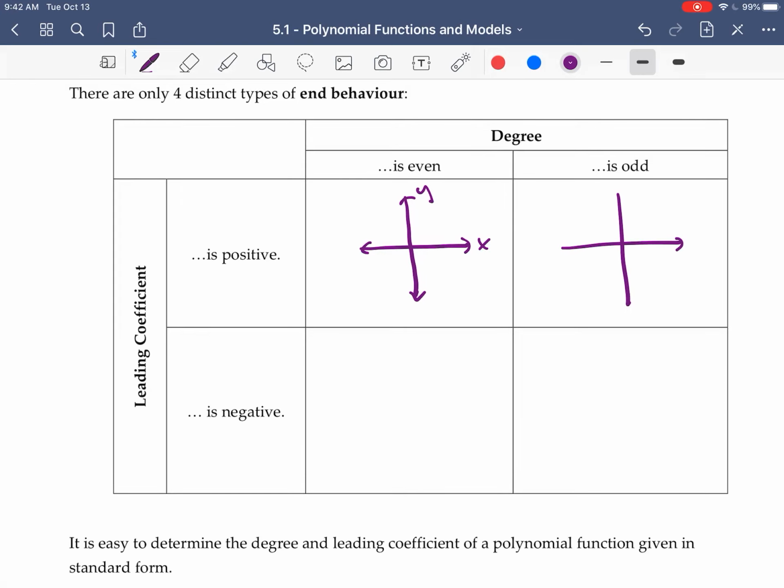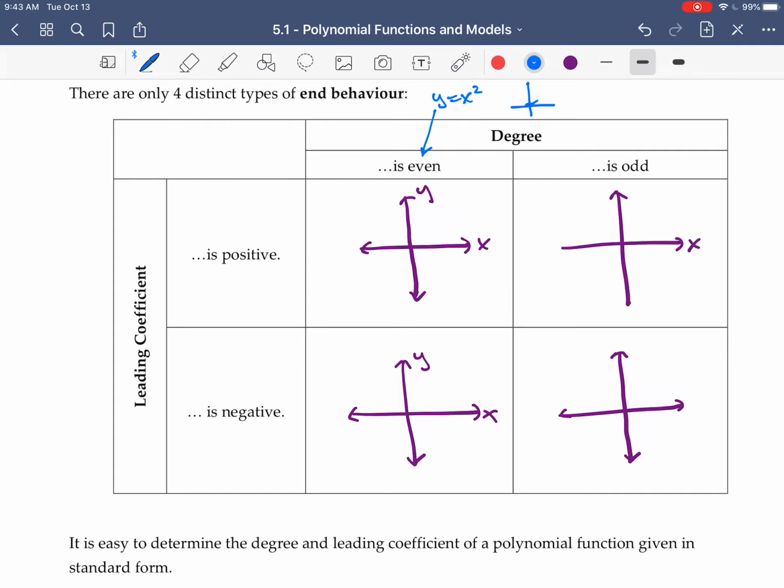Okay, for each one. So if we're even, let's start with even degree. You can imagine x squared. x squared is an even degree that we're comfortable with. Now we know that x squared normally looks like this, and this is when a is bigger than 0, right? Because it's for a equals 1.